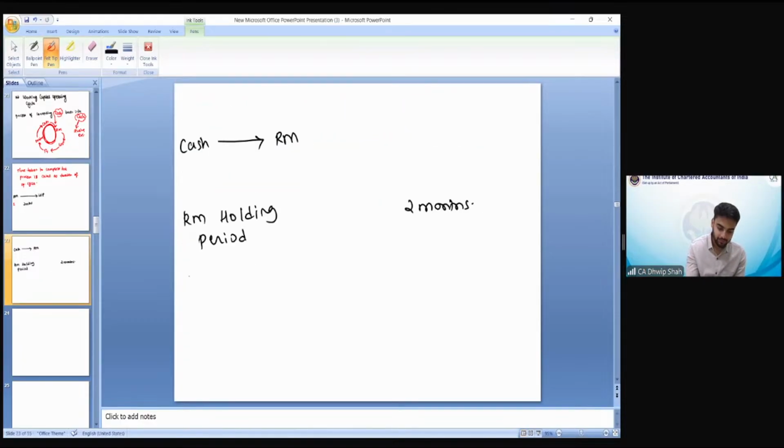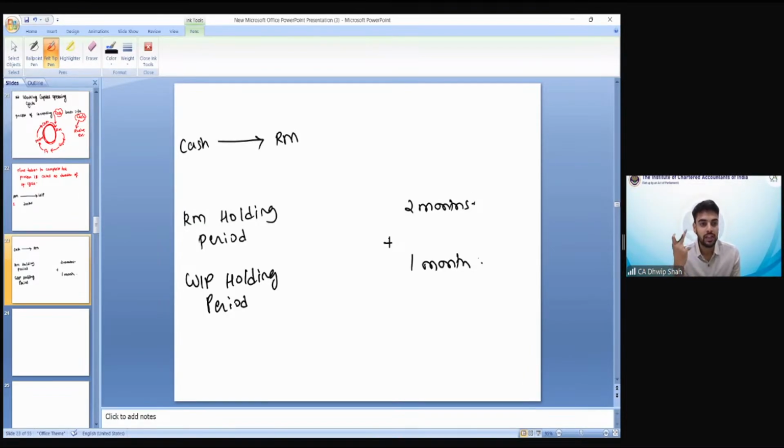So let's say it takes another 1 month in process to get completed into finished goods. So can I say 2 plus 1? 3 months तक तो I can clearly see that my cash is not getting converted into cash. It is in the form of raw material for 2 months, and for another 1 month it is in the form of WIP. So as of now 3 महीने तक तो मुझे clearly दिख रहा है will not get the cash back. Correct? Following? Any doubts still here?